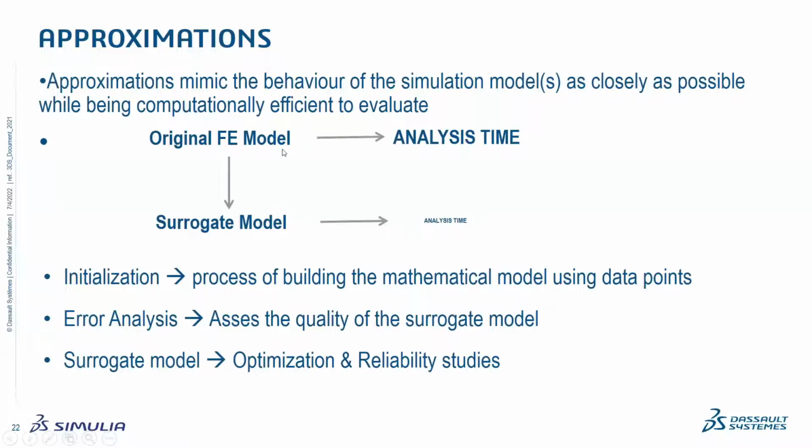So the original FE model might take a lot of time, but when you create that particular surrogate model or the meta model, your overall analysis time is within seconds only, because you're just solving a mathematical equation. We can do the process of building the mathematical model in Isight, and definitely we would want to see if there is any error coming, whether the fit that we have created is good with the original value or not. You can also assess that in Isight, and then go further to do any of your optimization or reliability studies.